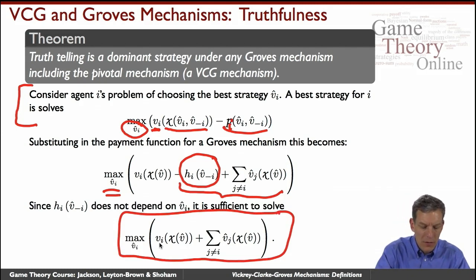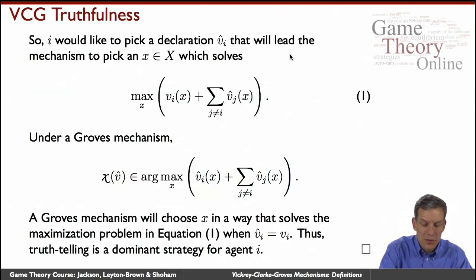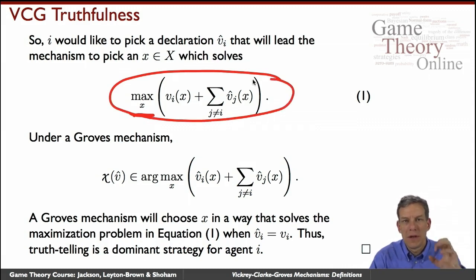Okay, so maximize V_i of the chosen alternative as a function of what you announce, plus the other people's announced utilities. Now one thing to notice is this begins to look like you're just trying to maximize the overall sum of utilities, where yours is the truthful one and everyone else's is the announced one. So I would like to choose a declaration which would lead the mechanism to pick an outcome which is going to maximize this overall thing, right? So what you'd like to do is choose a V hat I that will lead the mechanism to make a choice which solves this problem.